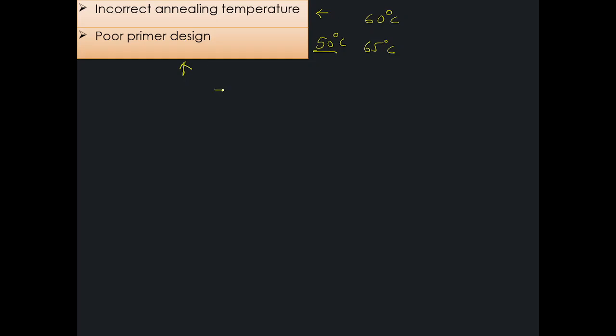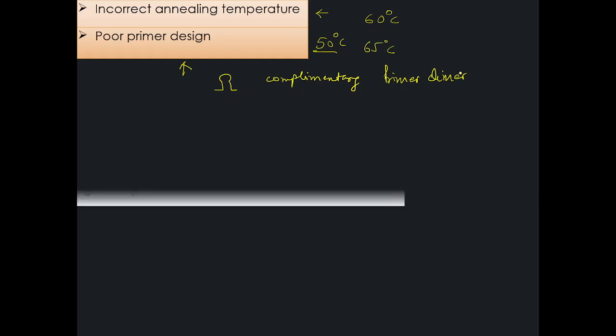Maybe there could be hairpin loops, that is a possibility. There could be internal complementary bases, means they may form primer dimers, and then there could be no PCR amplification. That could be a problem. These are some of the problems we are trying to see.